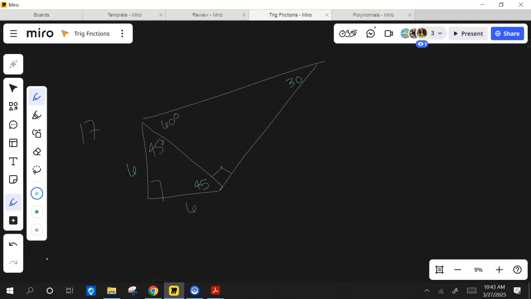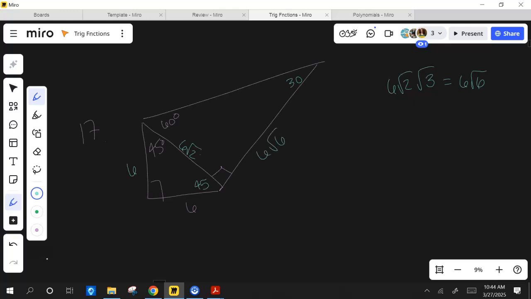How do you get from leg to hypotenuse on a 45, 45, 90? Times square root of 2. All right, so what do I have in my 30, 60, 90? Do I have short or do I have long or do I have hypotenuse? I have short. That's a good thing, right? Everything's based off of short. So from short leg to long leg, I multiply by square root of 3. So if I got 6 square root of 2 times the square root of 3, that is 6 root 6.